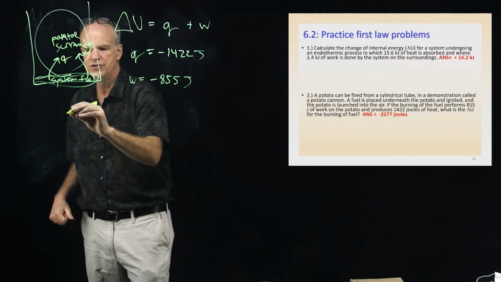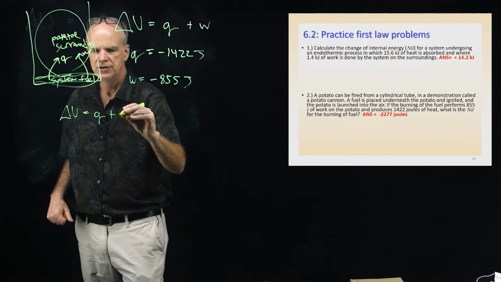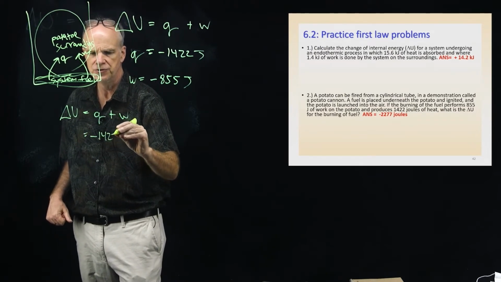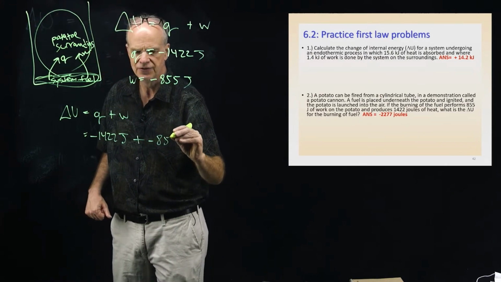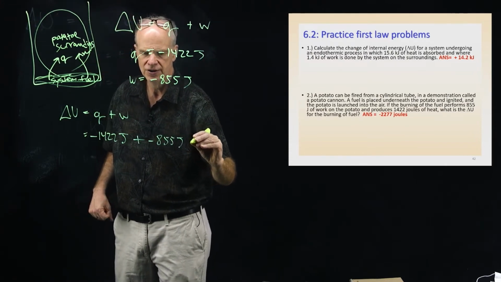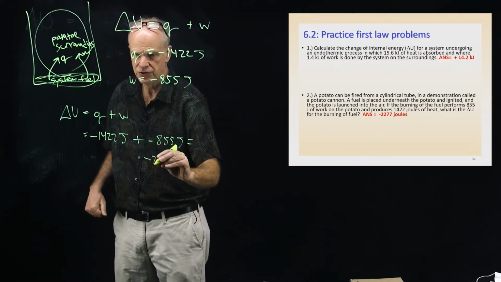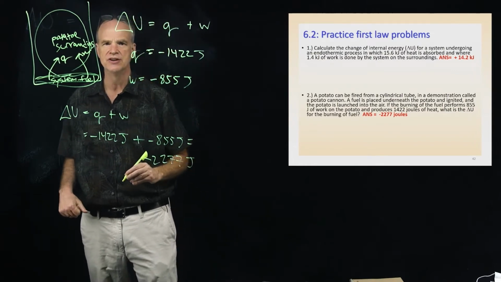And so the change of internal energy is going to be equal to the heat plus the work. So it's going to be equal to negative 1,422 joules for the heat plus negative 855 joules for the work. And that should be equal to that answer there, which is negative 2,277 joules should be the change of the internal energy for this problem.